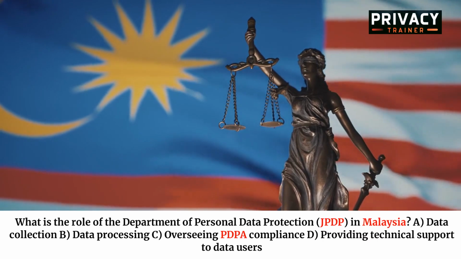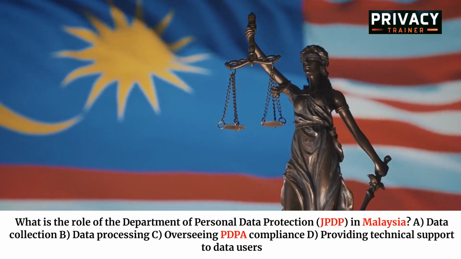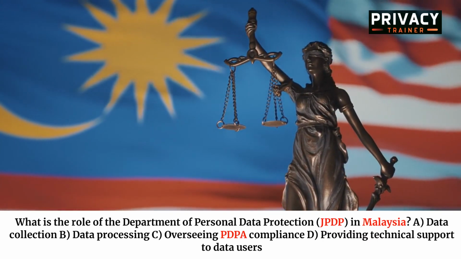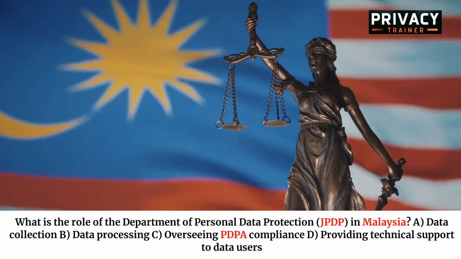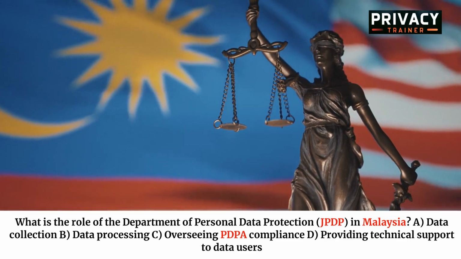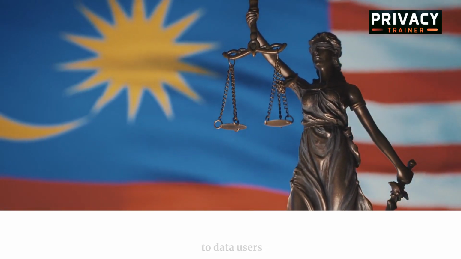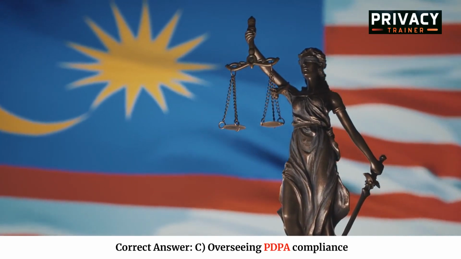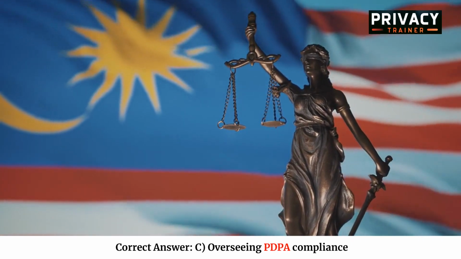What is the role of the Department of Personal Data Protection, JPDP, in Malaysia? A. Data collection. B. Data processing. C. Overseeing PDPA compliance. D. Providing technical support to data users. Correct answer: C. Overseeing PDPA compliance.